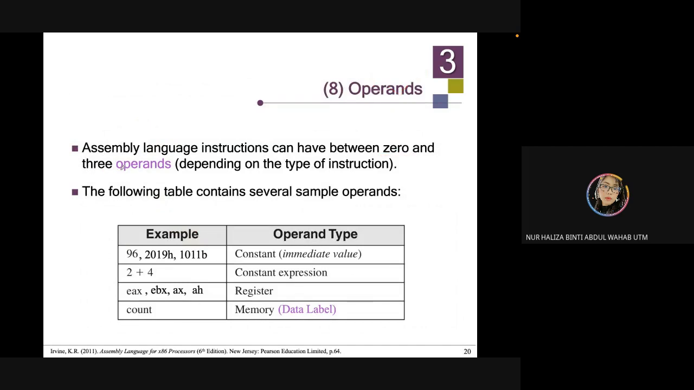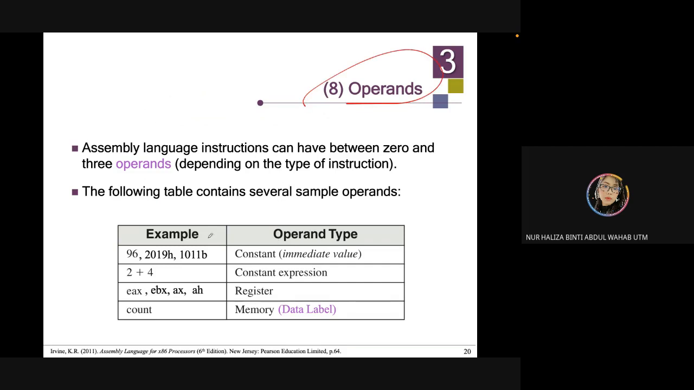What does 0 mean? 0 is not putting 0, okay? It means there is no operand that you write in your single instruction. So the maximum you can have is 3 operands in one single instruction. The following table contains several examples. Okay, you can see here what an operand is basically.